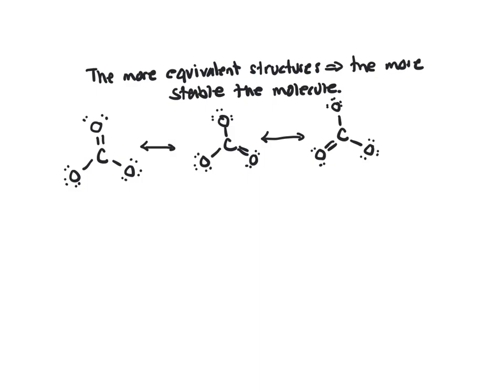The reason for this is because when I can write equivalent resonance structures like this, it means that these two electrons that make up the second bond here, the double bond, these two electrons can be here, here, or here. And it doesn't mean that there are three different structures for this molecule. What it means is that these two electrons are delocalized between these three possible bonding spots.